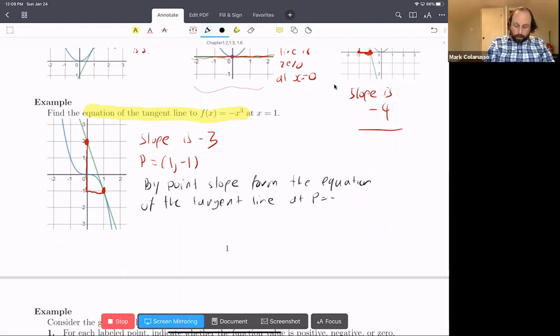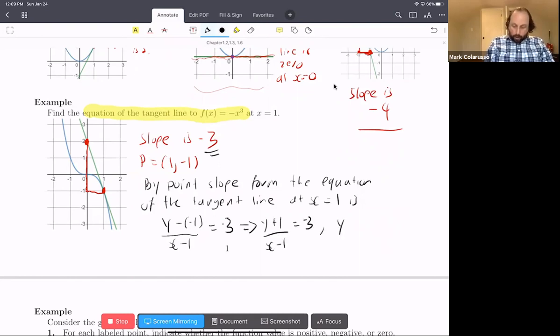at p equals 1, or x equals 1 if you want, is y minus 1 over x minus 1 equals minus 3. So that's our slope, which was minus 3. And so we get y, that's the same thing as y plus 1 over x minus 1 equals minus 3. And you can rewrite it, and you get y plus 1 equals minus 3x plus 3. And so you get y equals minus 3x plus 2.